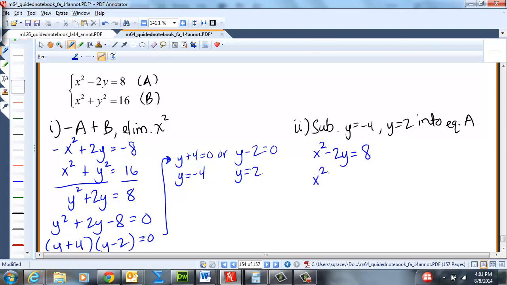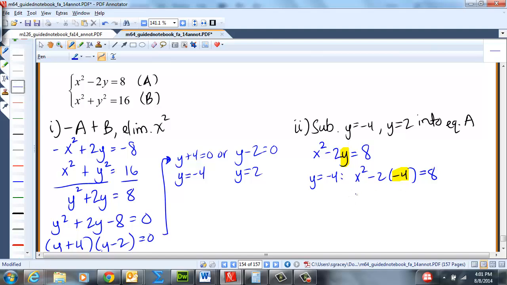So for y equal to negative 4, we'll have x squared minus 2 times negative 4 is 8. So I just plugged in, where I saw the y, I plugged in the negative 4.